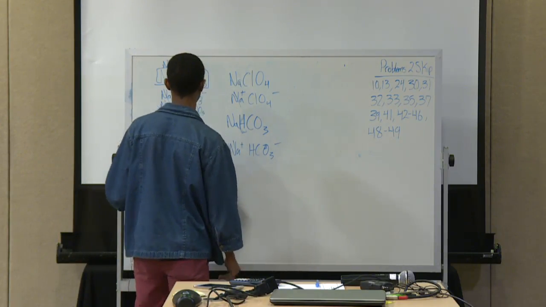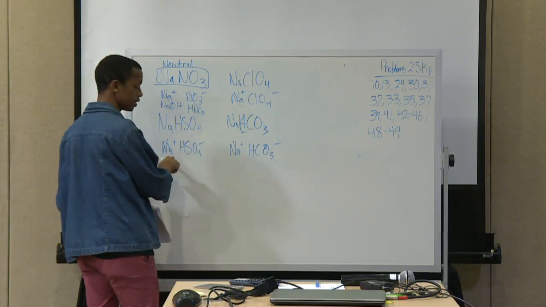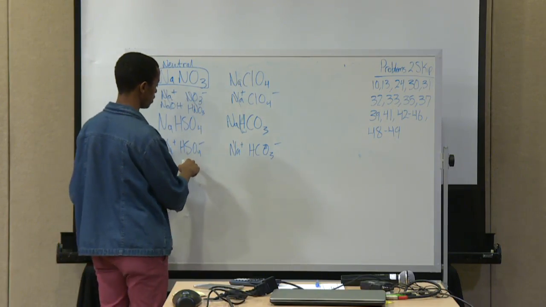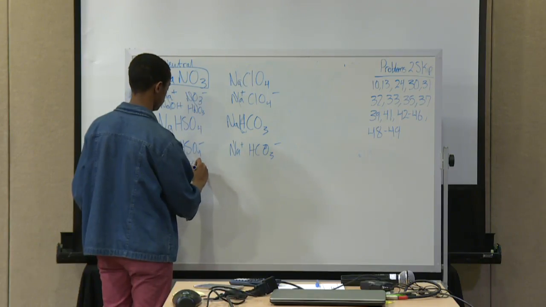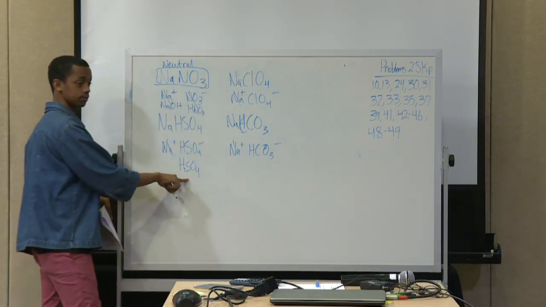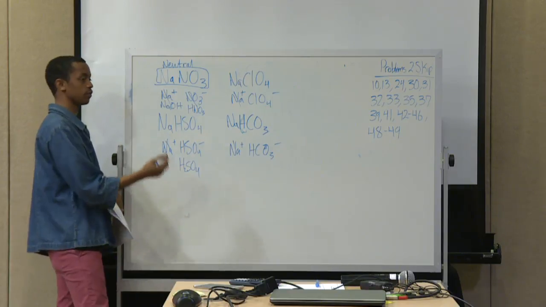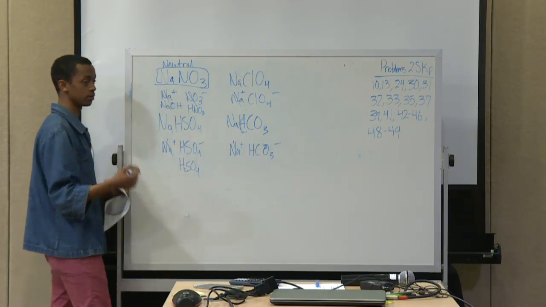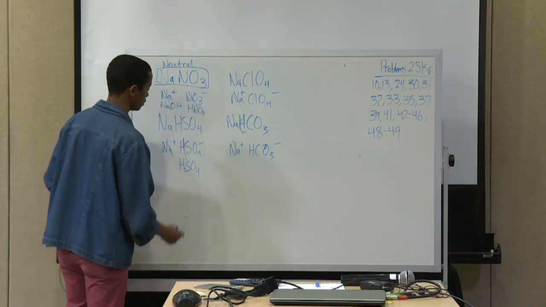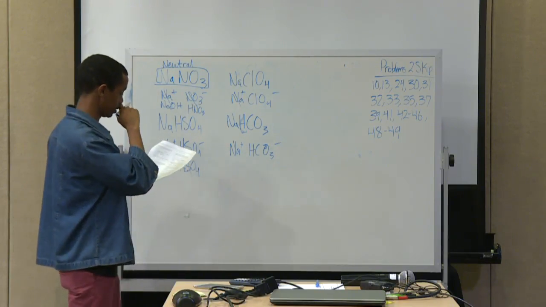Let's look at right here, NaHSO4. We already said sodium is neutral. HSO4, if it's negative, just add another H, H2SO4. Is that strong or weak? H2SO4 is a very strong acid, so there's no way for this guy to go against the grain, so it's not going to be able to act as the conjugate base. So we know that that's not going to be the answer.